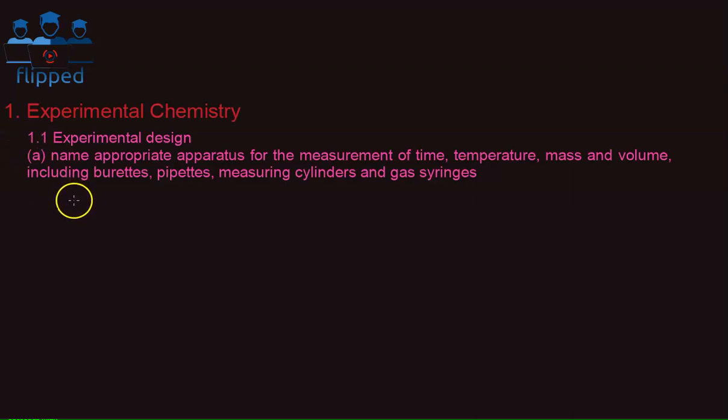So today we are on a topic of experimental chemistry, and this is the learning objective, which is to name appropriate apparatus for the measurement of time, temperature, mass, and volume. For the volume portion, we have to know four apparatus in particular, which is the burette, pipette, measuring cylinder, and gas syringes. As you can see, there are four of them here. 1, 2, 3, 4. Let's go straight into the time portion.